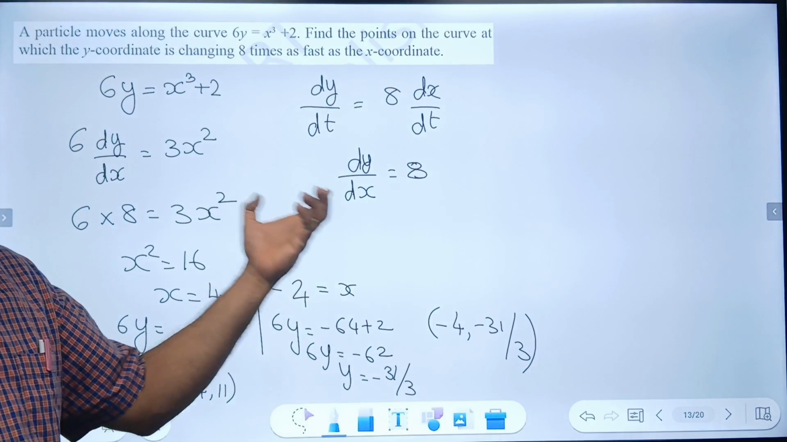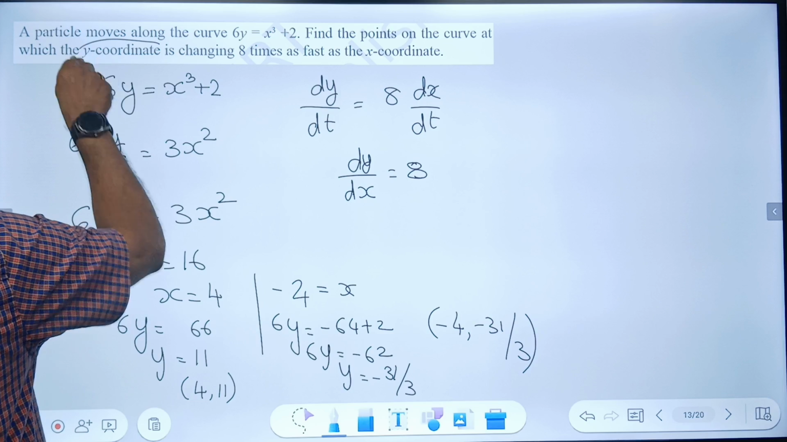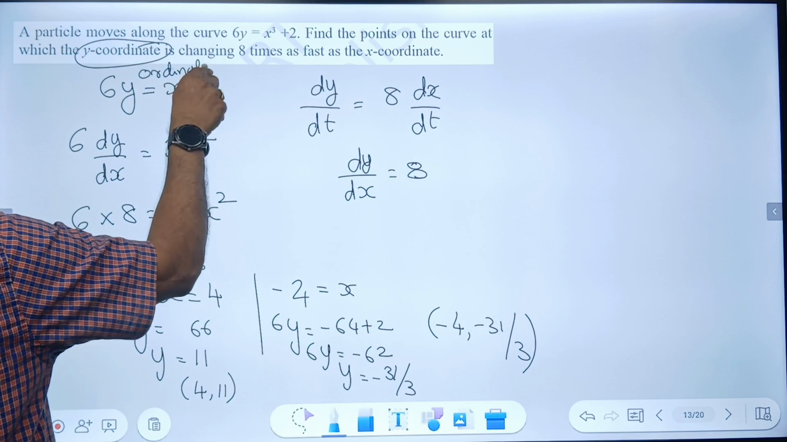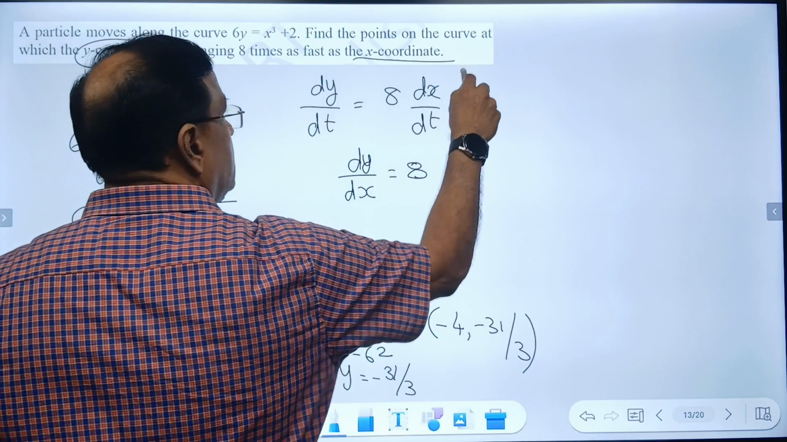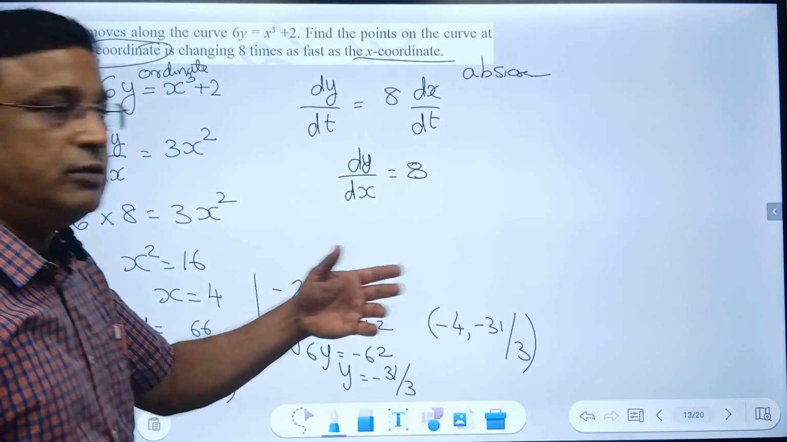Very, very simple but very, very important question. Sometimes instead of using the word y coordinate, they will use the word ordinate. And instead of using x coordinate, they'll use the word abscissa. Okay, so I hope you know the difference.